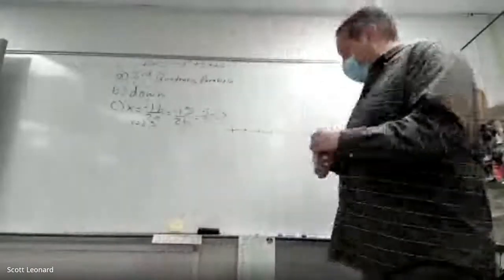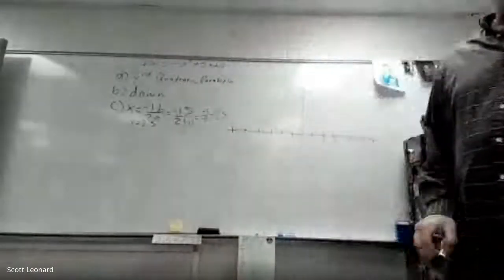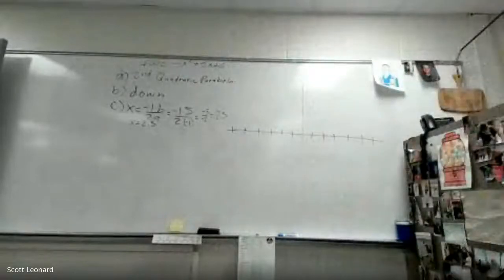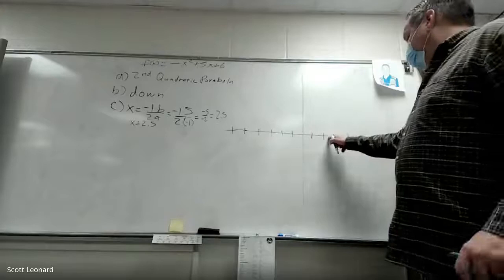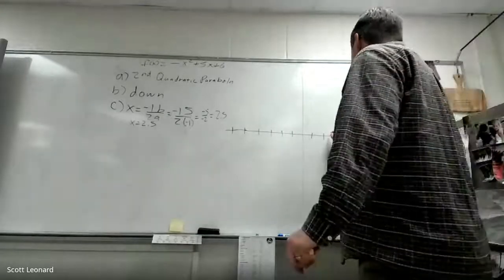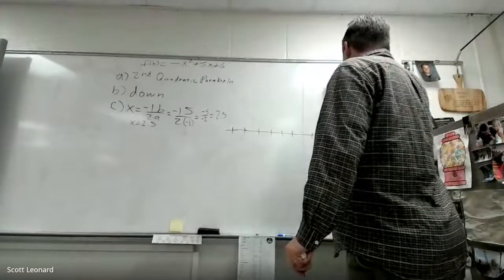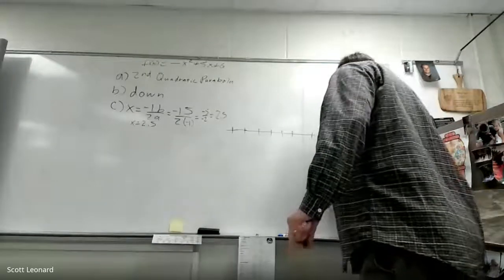How do I graph that now on my graph? What do I do here? Where's the line x equals 2.5 at? Halfway between the 2 and 3 on the right side. It's going to be a vertical line. So I'm going to go up forever, down forever.